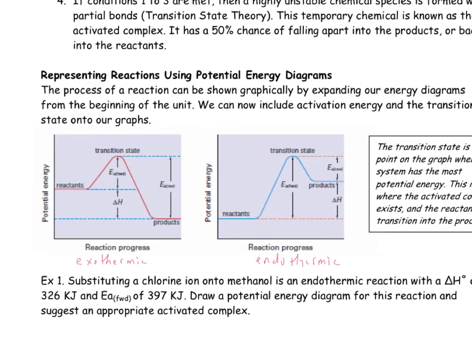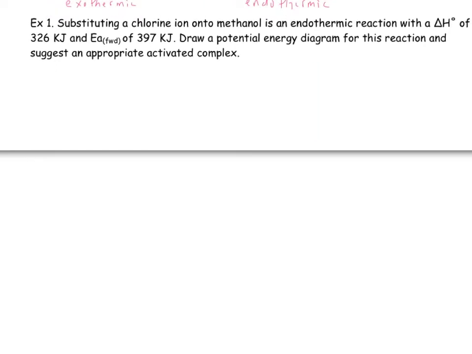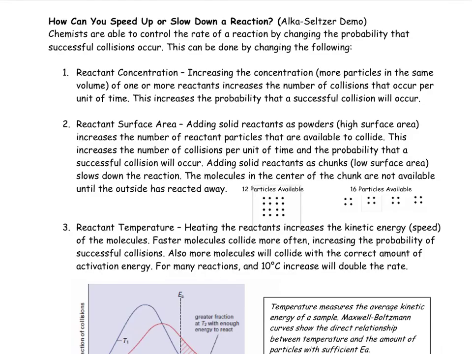Let's have a look at example number 1. Chemists are able to control the rate of a reaction by changing the probability that successful collisions occur. This can be done by changing any of the following factors. The first being reactant concentration. If you increase the concentration of one or more of the reactants, that increases the number of collisions that occur per unit time.